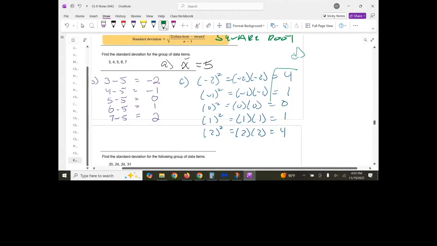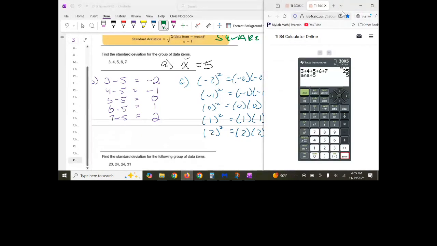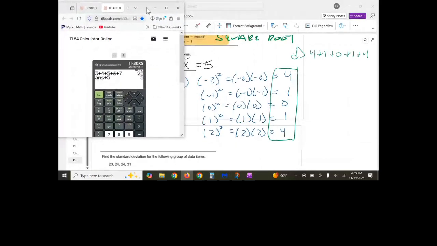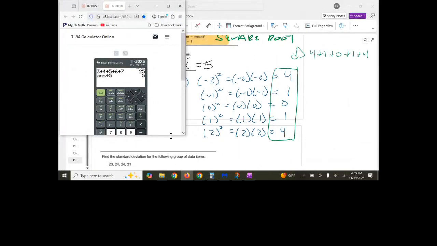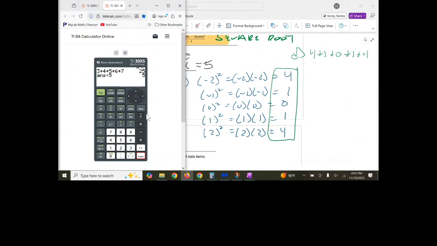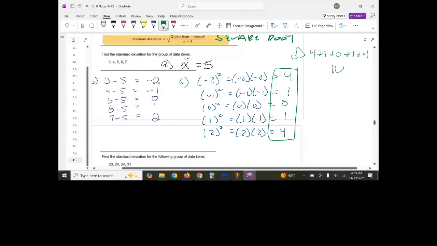Part D. We're going to add those guys up. So again, I'm going to take my calculator right here, y'all. And we're going to add these guys. So we're going to go 4 plus 1 plus 0 plus 1 plus 4. We're going to add those together. Boom. I'm coming up with 10. Okay.